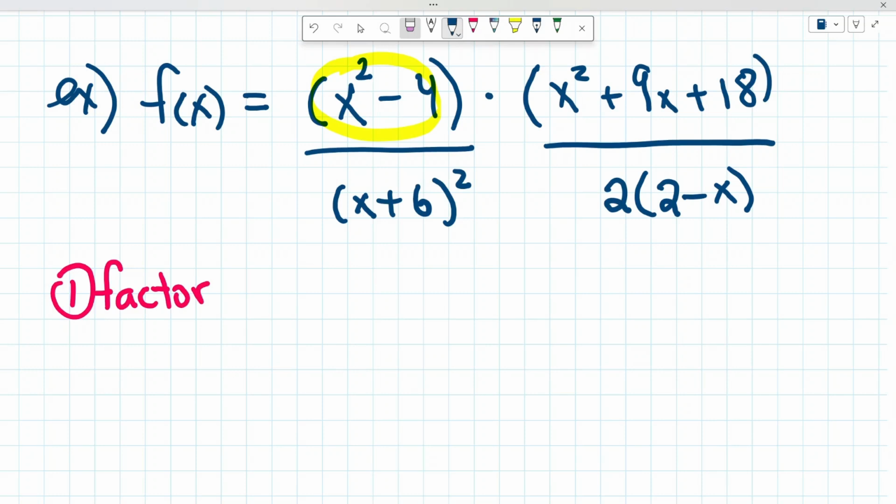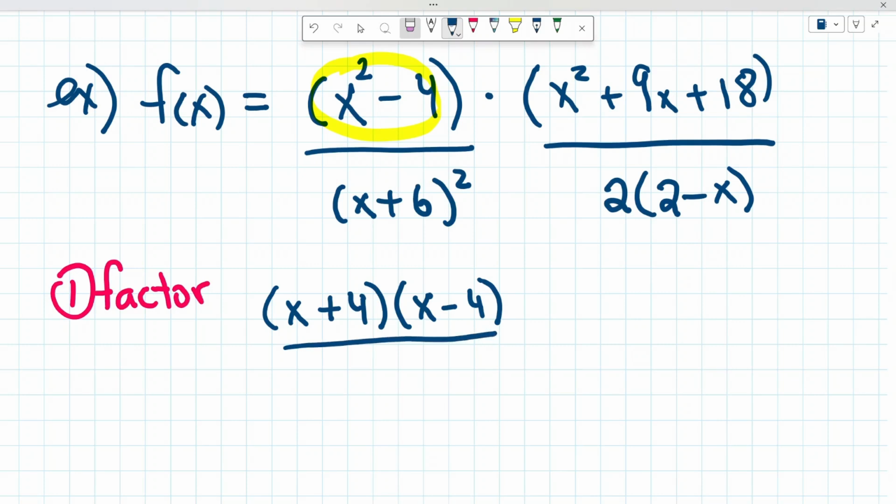You learned how to factor difference of squares in my previous video. So difference of squares factors as x plus 4 multiplied by x minus 4. And our denominator over here cannot be factored any further. So let's see what else we can do.